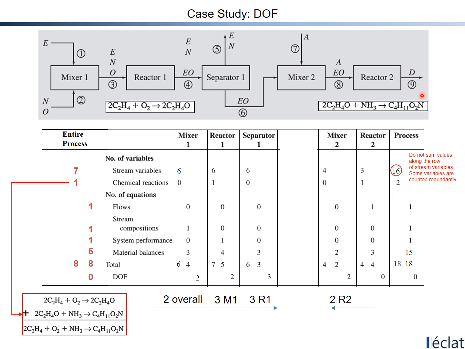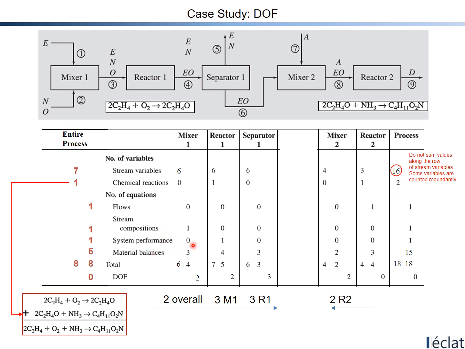Then let me check the degree of freedom of each unit. Let me start with mixer 1. So stream variables 1, 2, 3 plus 1, 2, 3, 6. No chemical reaction for the mixer. And then specified flows 0. We don't have any information about that. And stream composition 1, because we know the ratio between nitrogen and oxygen in air.